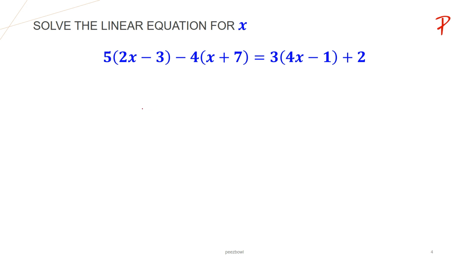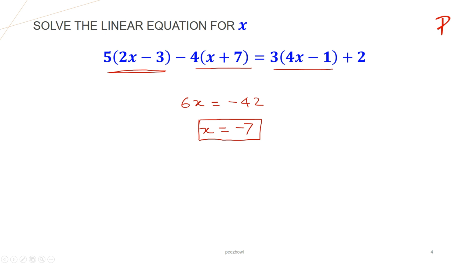So let us see what we have done. We solved this bracket first, then we solved this bracket, again we solved this bracket, and then we have plus 2, right? So we came to know that 6x is equal to minus 42, and then we found out that the value of x is minus 7, and this is the answer. Okay, hope you understood this concept. Hope you understood how to find out the value of x in a linear equation.